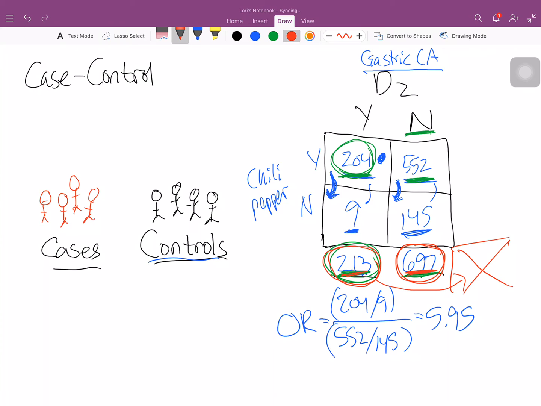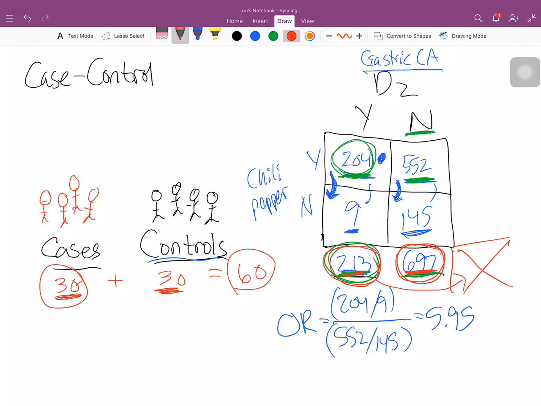Imagine this, imagine you collect 30 cases and 30 controls. Would you then say that 50% of the people, if that's added up to 60, would you say 50% of the people in the population have that particular disease? No, because you decided you were going to collect 30 cases and 30 controls. And so that does not represent this population level.